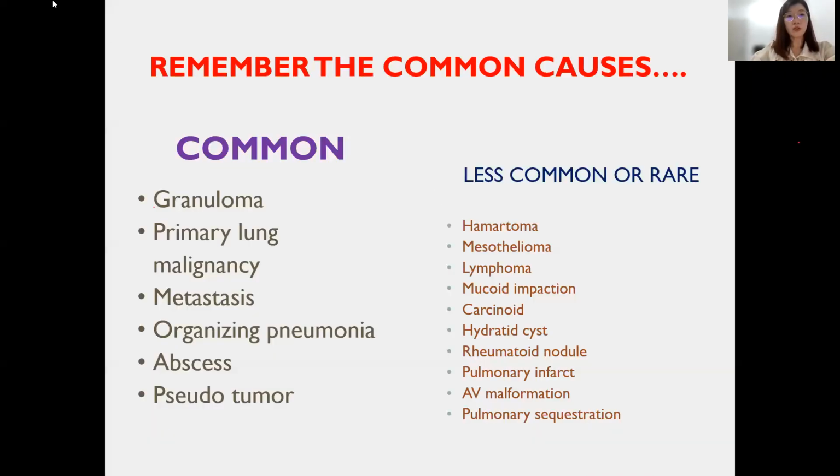So common causes for nodule include granuloma, lung CA, metastasis, but this is always multiple, and organizing pneumonia can happen. Very rarely, abscess can show as a lung lesion first, or pseudotumor. Rare or less common causes are hematoma, mesothelioma, lymphoma. So we don't give this kind of differential on X-ray only, we just put nodule.